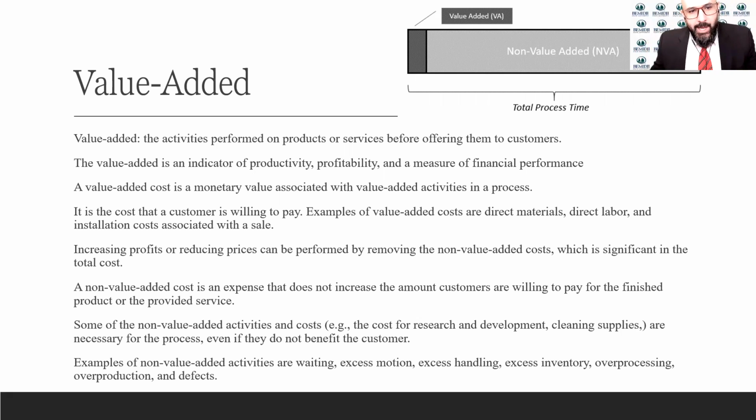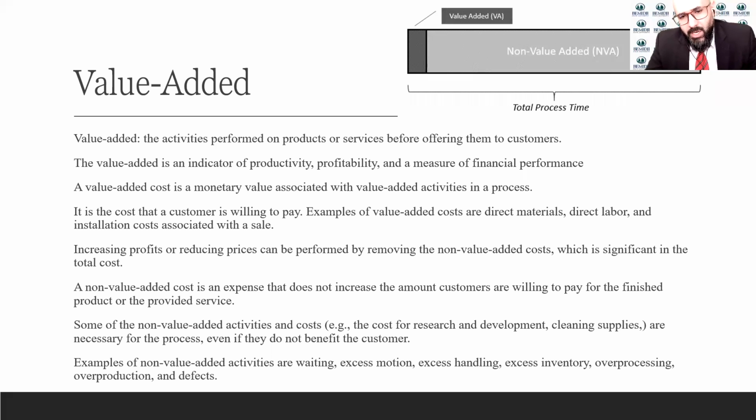So what is value added? Value added is activities performed on a product or service before offering it to the customer. The value added is an indicator of productivity, profitability, and a measure of financial performance as well. Value-added cost is the money value associated with value-added activities in a process. It is also considered the value that the customer is willing to pay for.